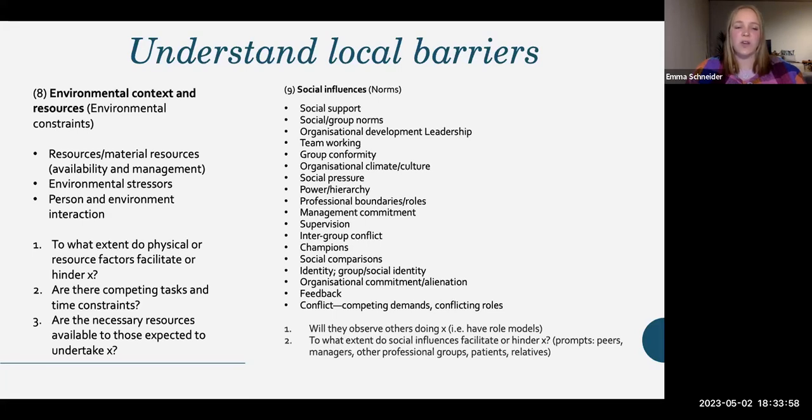Are there competing tasks and time constraints? Are the necessary resources actually available? Is it not just physical resources, but resources in terms of therapist capabilities and skills as well? Social influences, is it organisationally expected for people to deliver a high amount of practice in your groups? Is supervision delivered in terms of providing support to enable people to deliver the best evidence practice in their group programs? Is there feedback? Is there any conflict? Are things being discussed? So these are just a couple of elements from the TDF framework.